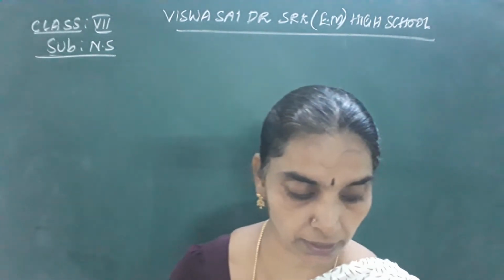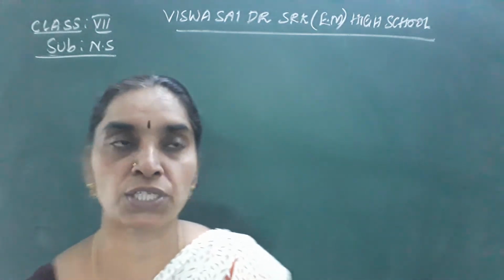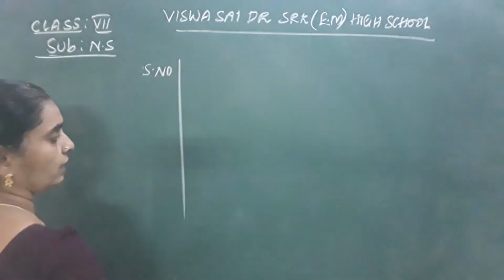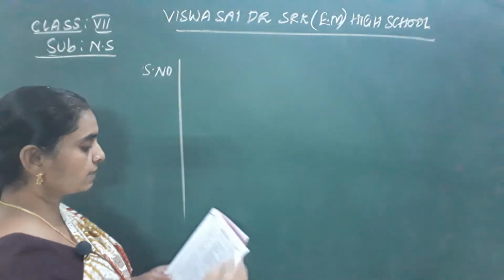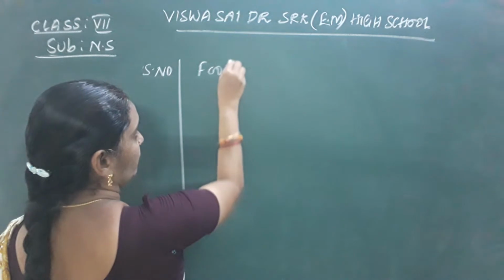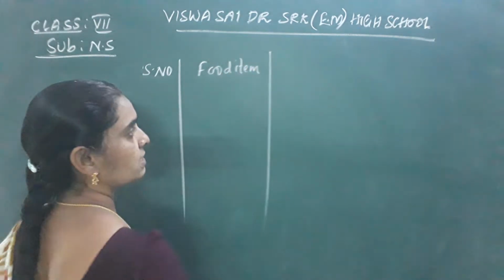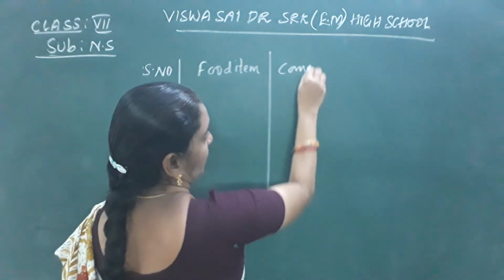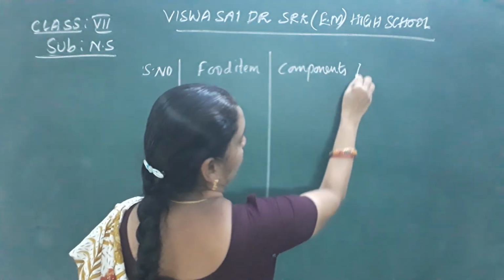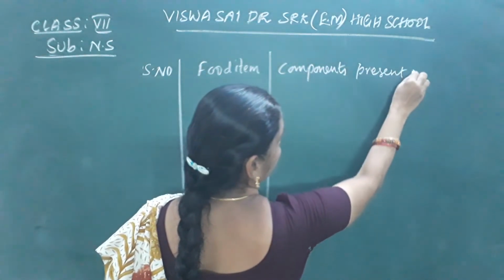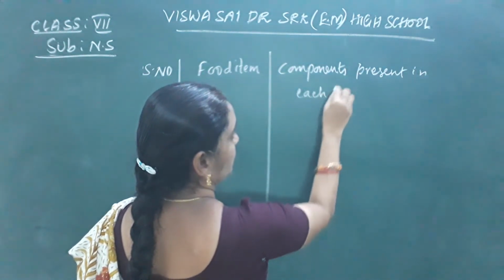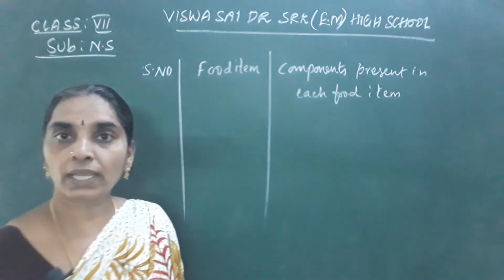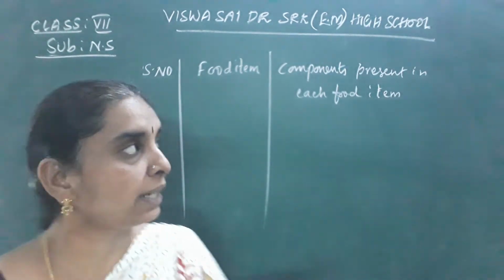The first question. Okay, so the answer for the first question: they asked the food items that are taken during the lunch by you, isn't it? So you have to write the food items. And next, the components present in each item you have to mention. Components present in each food item. Okay, so that's how you have to write the answer.